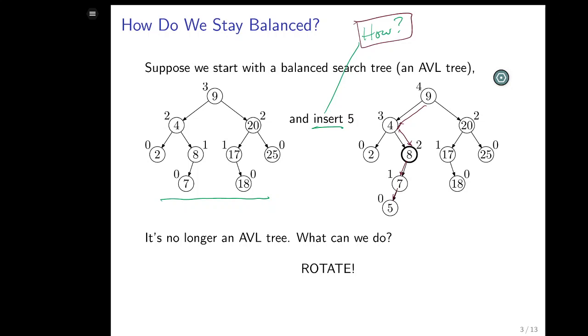Unfortunately, the new tree is no longer an AVL tree. The node here that's circled in black, and I'm always going to use black to circle the nodes that are bad. This is a bad node because it's out of balance. Its left child has height 1 and its right child has height minus 1. So the difference between the heights is bigger than 1, so it's no longer in balance. And so we have to solve this problem, and we want to perform as few operations as possible in order to restore balance to this tree.